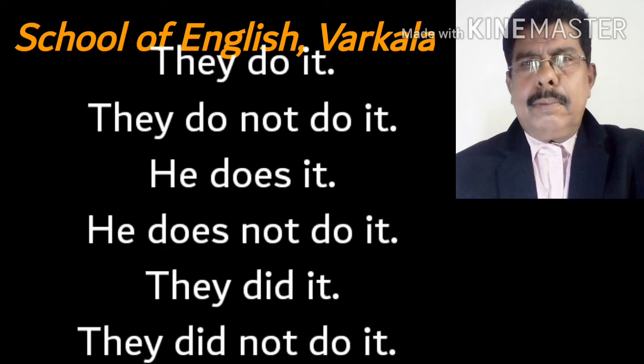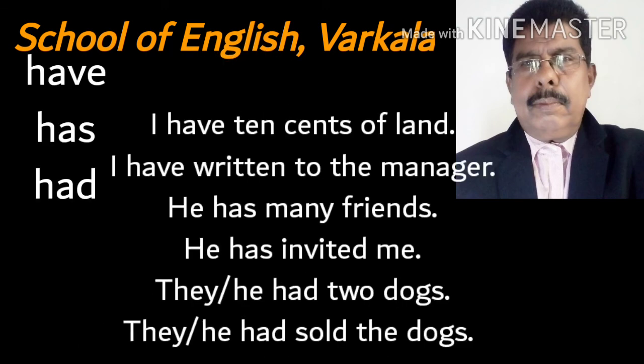Look at these sentences. They do it. Affirmative sentence: do plus do. They do not do it. He does it: does plus do. He does not do it. They did it. Affirmative sentence. And its negative form: they did not do it. Did plus do. They did it. They did not do it. I hope all of you got it.